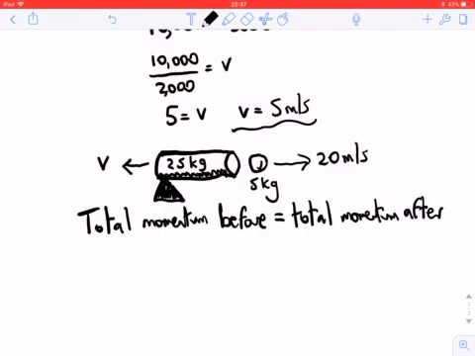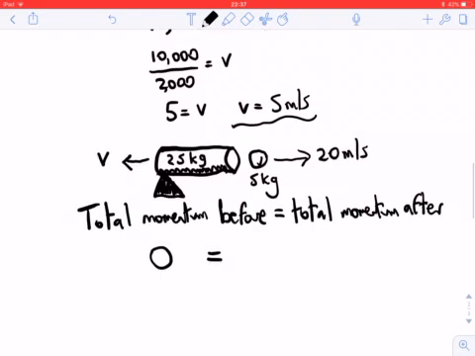Well, how much momentum did we have before the thing exploded? The answer is none, 0. There was no momentum because the cannon was at rest and the ball was at rest. How much momentum have we got afterwards? Well, the ball has got a mass of 5 and a velocity of 20, so we've got 5 times 20 for the cannonball, and we've got a mass of 25 multiplied by an unknown velocity v. 25 times v is going to be the momentum of the cannon.